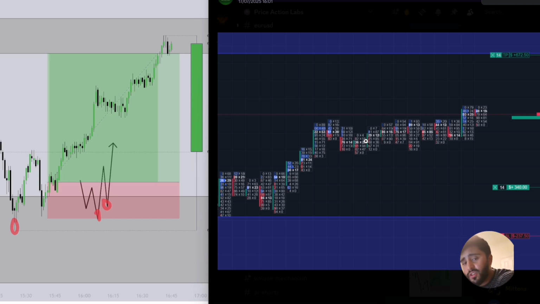The only thing that's giving you an entry model is the fact that you're seeing aggressive sellers hitting the bid. Aggressive, that's the left number. So you can see down here, aggressive sellers are hitting the bid, and those aggressive sellers did not succeed. Because if they had succeeded, they would have broken below this low and certainly below this fair value gap. But they didn't do that.